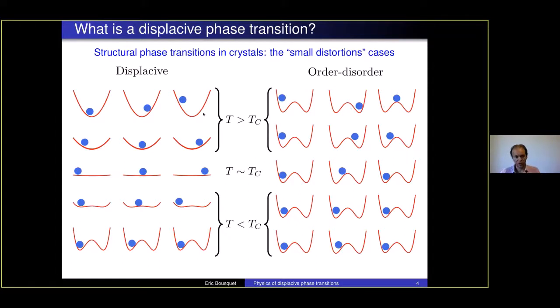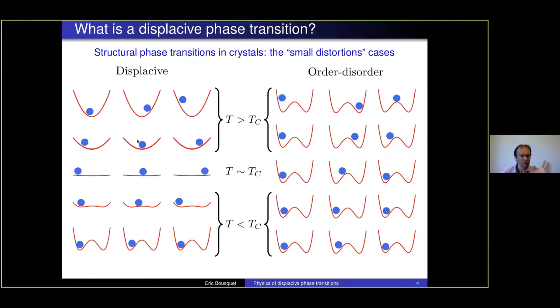This means that in the displacive transition, we have a satellite that is mostly located at the center of the well, at the zero position, let's say, while for the order-disorder, you can have satellites away from the zero, even if on average you have zero. Okay, but in our case here, I'm going to describe mostly the displacive phase transition, which means the left side here, this type of phase transition. So let's see what we can do from that.